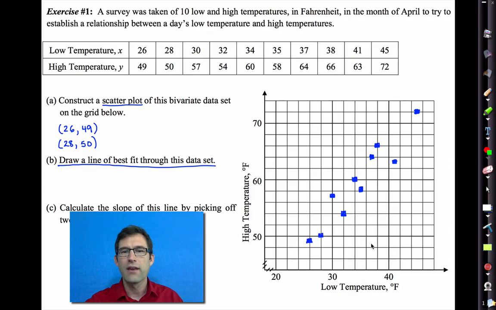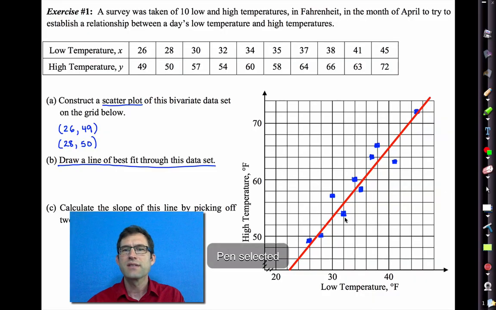I'm going to draw mine in red. And let's see, it's something like that. So I think I'm going to start it right about here and draw it like about that. That's pretty good. That's not bad because I've got 1, 2, 3, 4, sorry, 5 data points above the line. 1, 2, 3, 4 below the line. I've got 1 right on the line. It's pretty good. That's not a bad line of best fit.